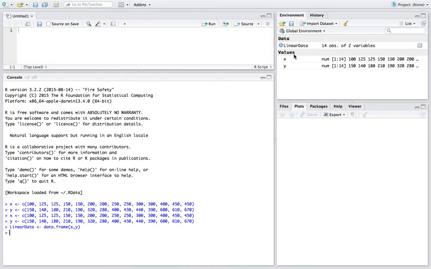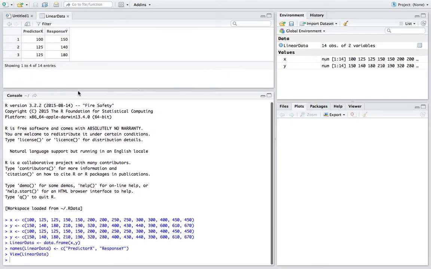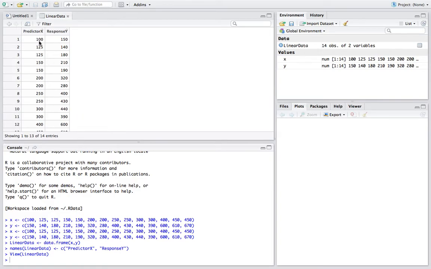It's under data instead of values, and it has 14 observations of 2 variables each. We'd also like to put names to that data using the names function. And we'll say that the first one is the predictor, x, and the second one is the response, y. Okay, so now if we look at the linear data in R, we can see our data up here with names.